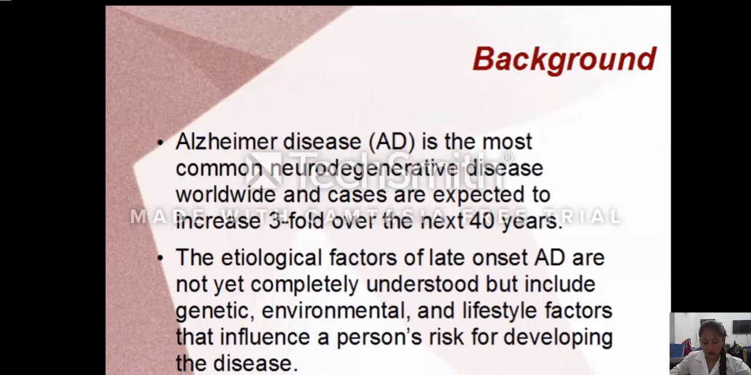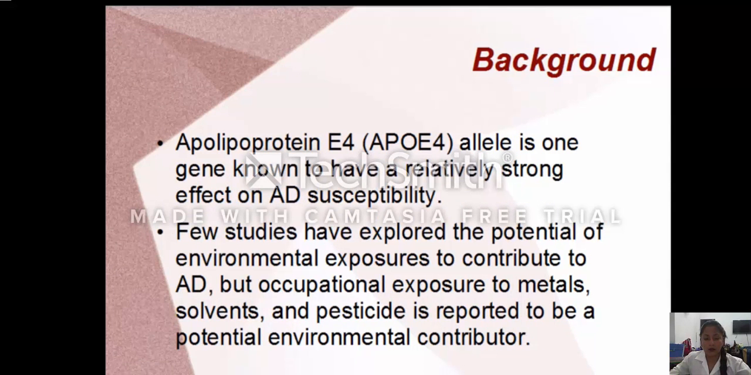So some background on Alzheimer's disease. It's the most common neurodegenerative disease worldwide, and cases are expected to increase threefold over the next 40 years, especially in the U.S. as the baby boomer population ages. Etiologic factors of late onset Alzheimer's disease are not yet completely understood, but include genetic, environmental, and lifestyle factors that influence a person's risk for developing the disease. The apolipoprotein E4 allele is one well-known gene that has a relatively strong effect on the risk of Alzheimer's disease.